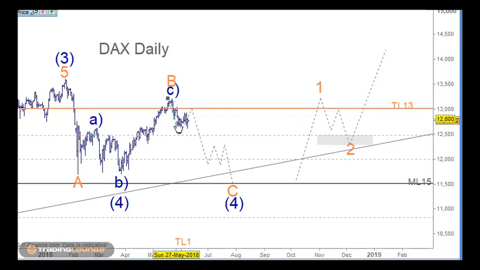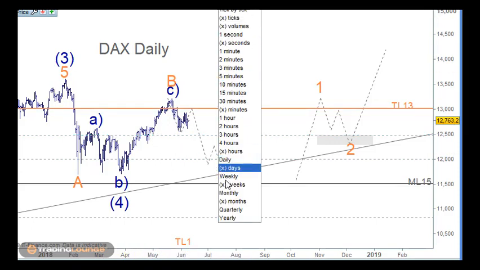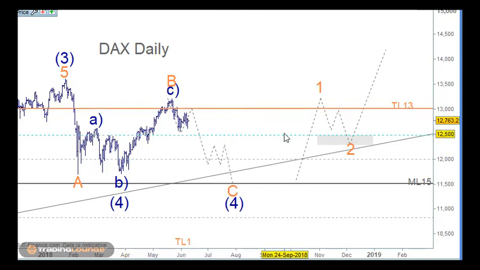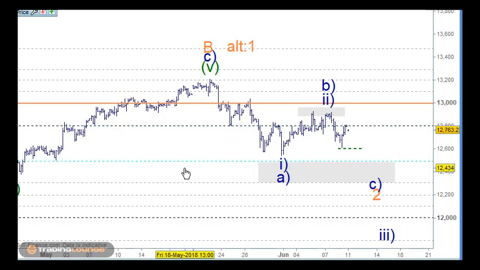So this move down would be wave A, then wave B, which we'll investigate in detail in a moment, and then wave C moving down to this area. I'll just dive into the 1 hour chart or 4 hour chart and have a look at this little area. With the 4 hour chart, we'll get a bit of an outside perspective first before moving into some detail.